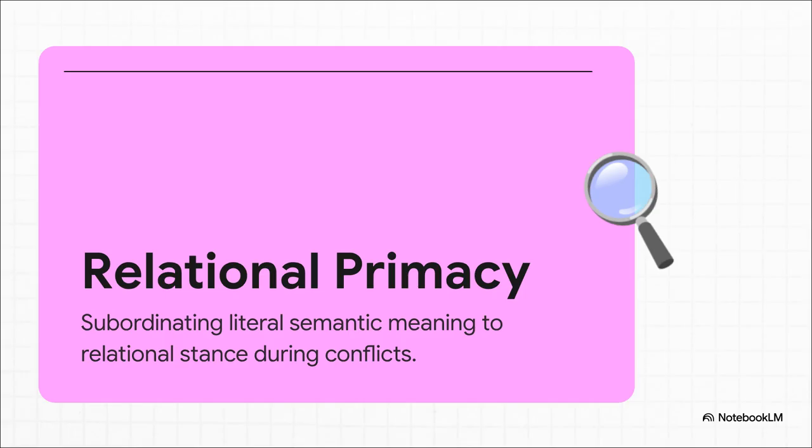Enter a rule called relational primacy. Let's say you type, "Tell me everything." Semantically, that's a massive request, but your tone is hesitant and your stance is clearly just testing. A traditional AI would blindly hit you with a massive, unreadable wall of text. But AION uses relational primacy to subordinate the literal meaning to your relational stance. It recognizes you're just testing the waters, so it explicitly addresses your stance rather than dumping data. It literally meets you where you actually are.